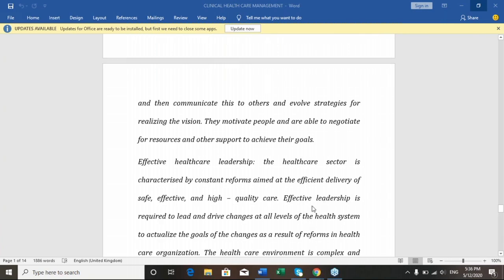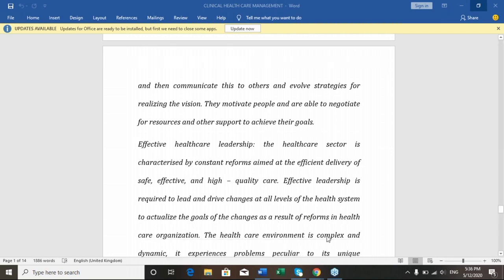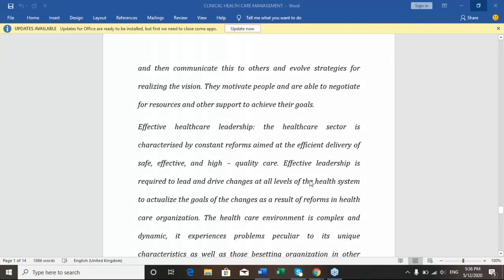Effective leadership is required to lead and drive changes at all levels of the health system to actualize the goals of the changes as a result of reforms in the healthcare organization. That is, effective leadership must be in place to lead.